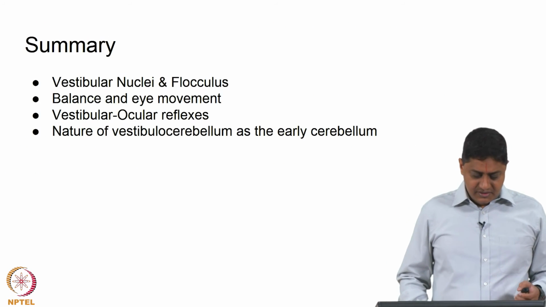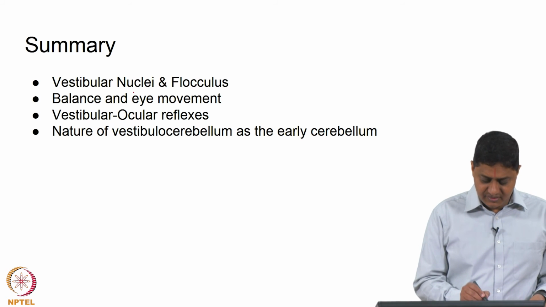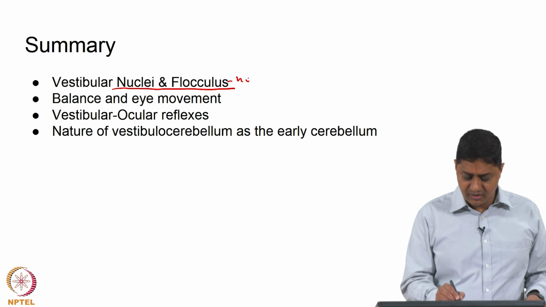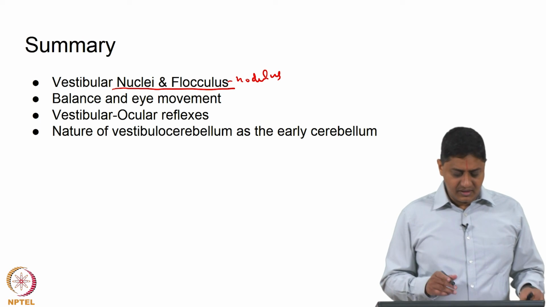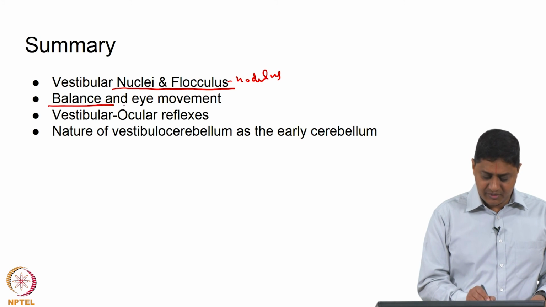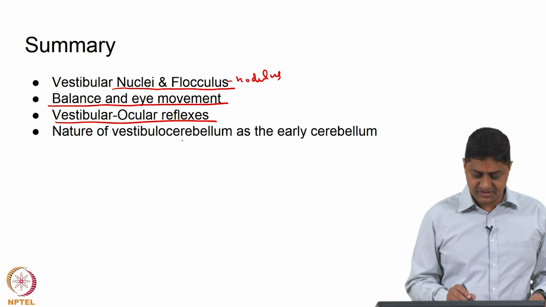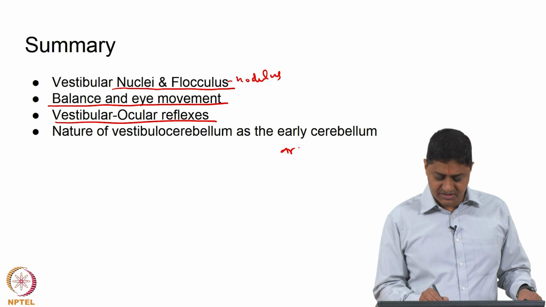Okay. So, with this we come to the end of this class. We will continue this in future classes. What we have discussed in today's class is how the vestibular nucleus and the flocculonodular lobe function together, and how the vestibular cerebellum contributes to balance and control of eye movements and vestibular ocular reflexes, and that the vestibular cerebellum is the early cerebellum, or the archicerebellum.